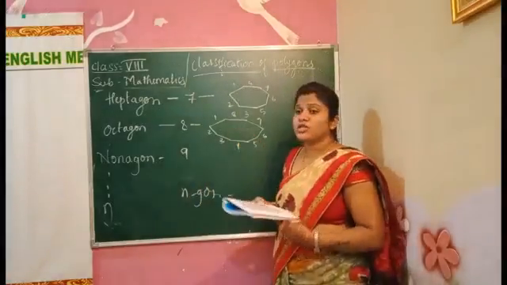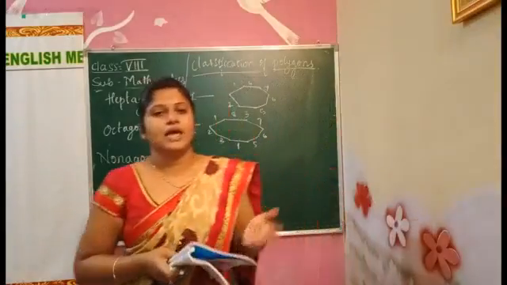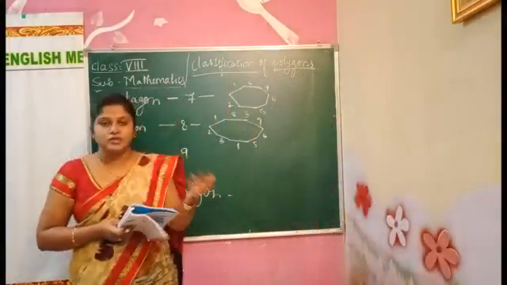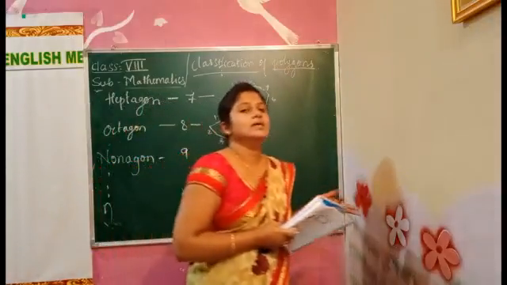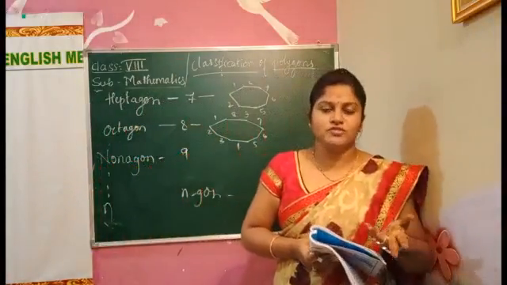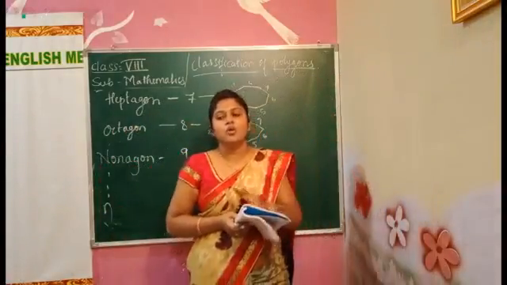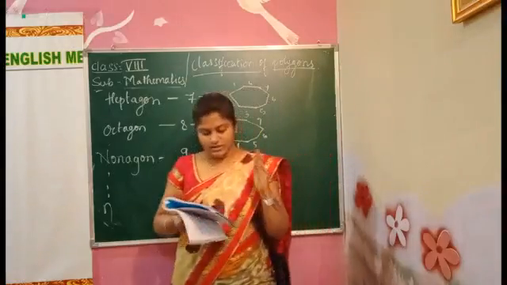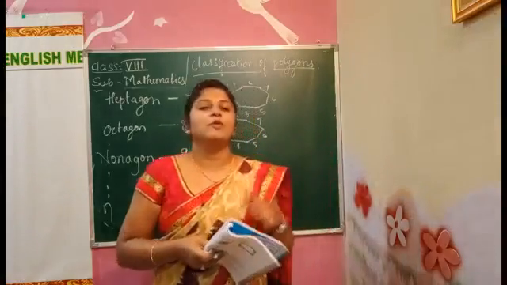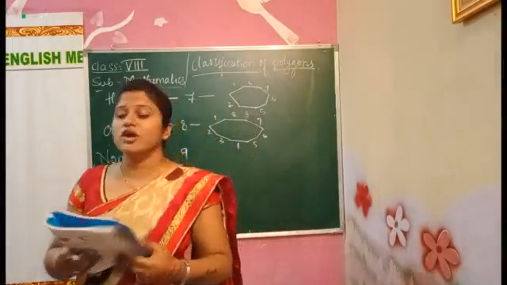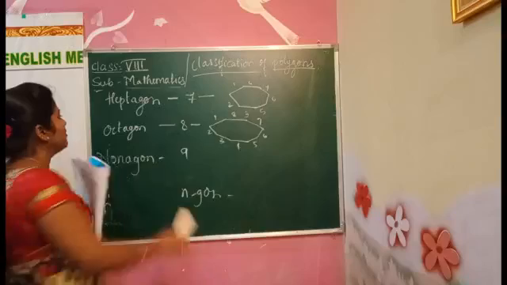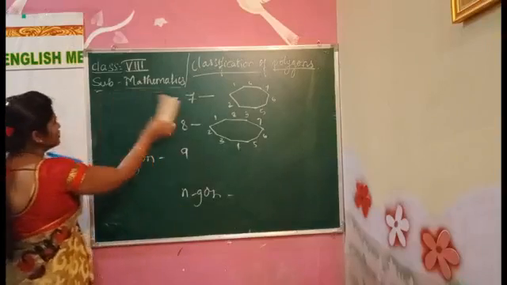Okay, in polygons we have so many types. Till however many numbers we know, that many polygons we have. Okay, but the sides have to not overlap on each other. The sides have to not overlap on each other. That is called as what? Polygons. Understood now polygons?